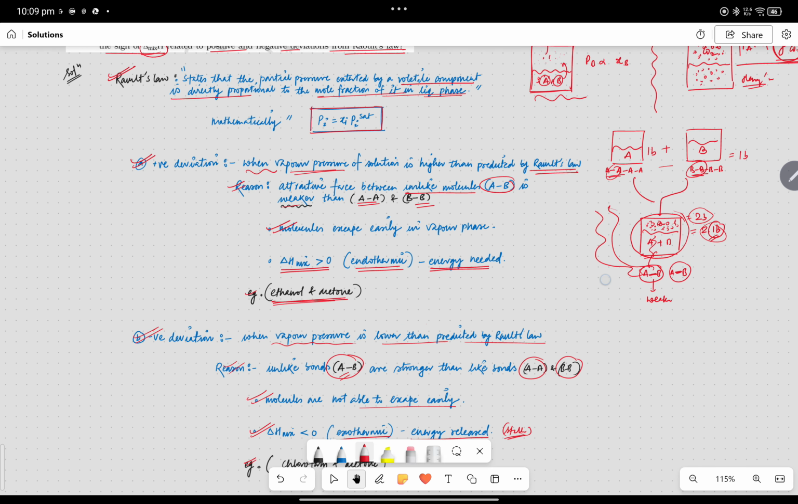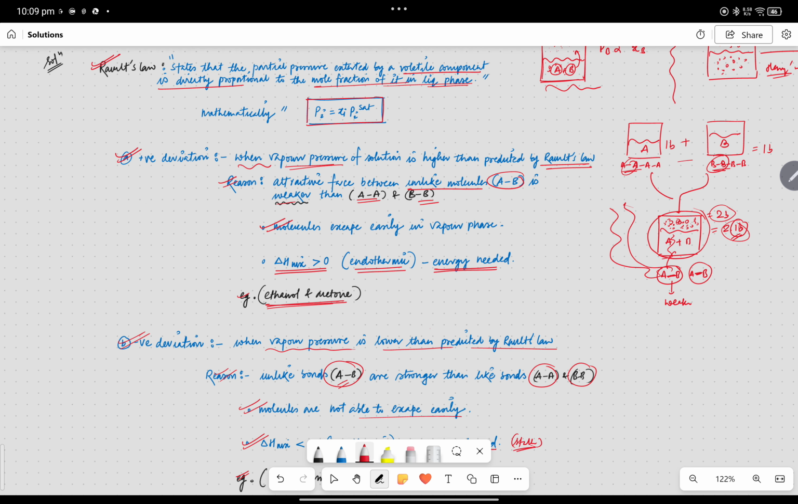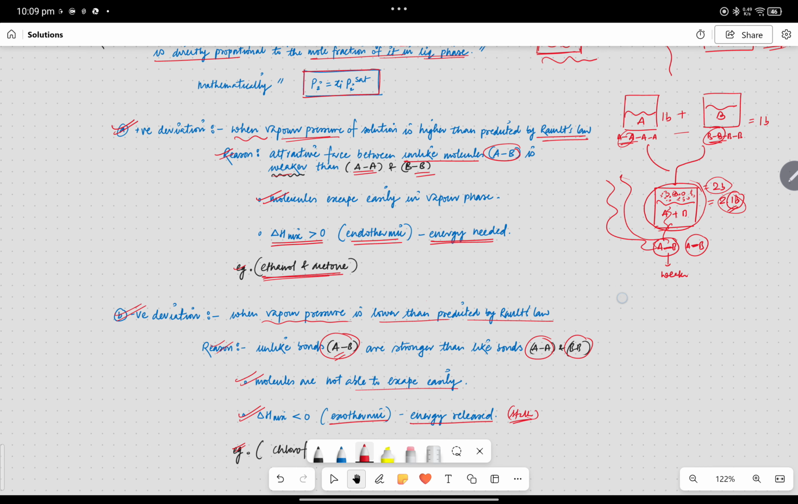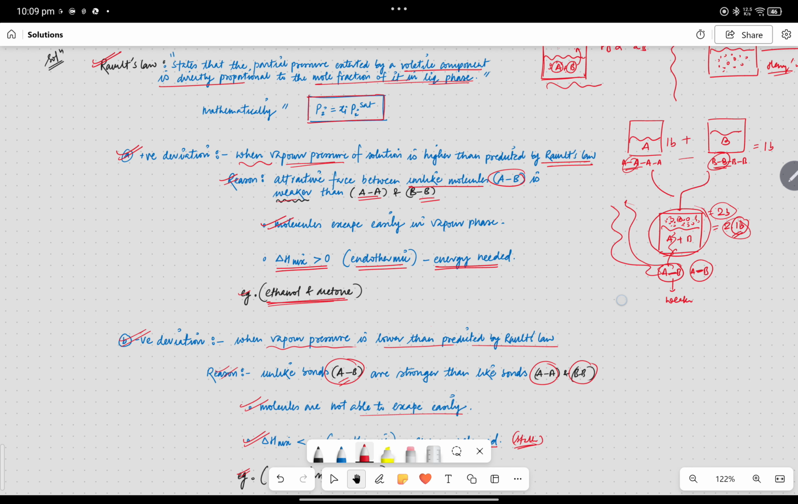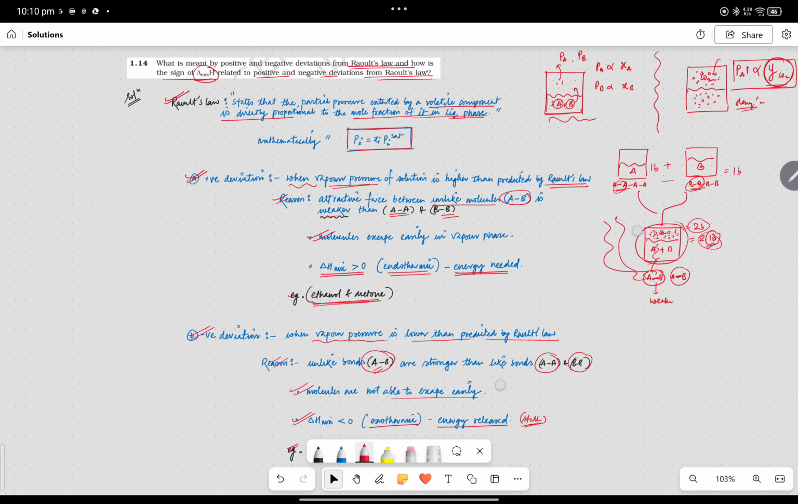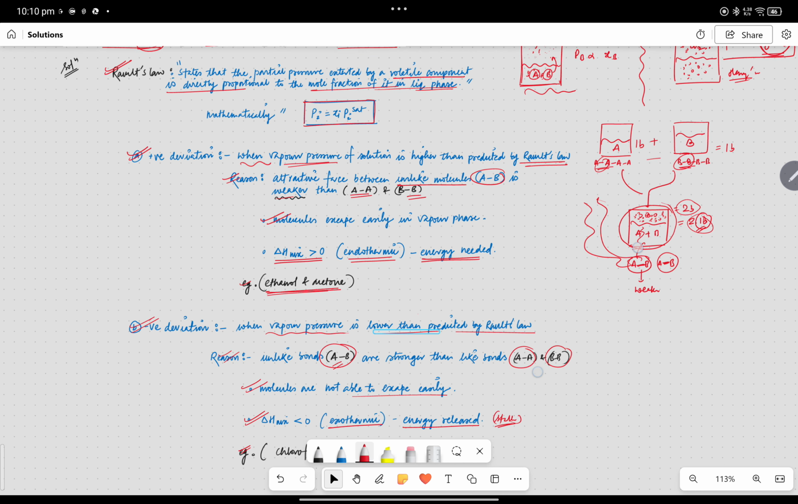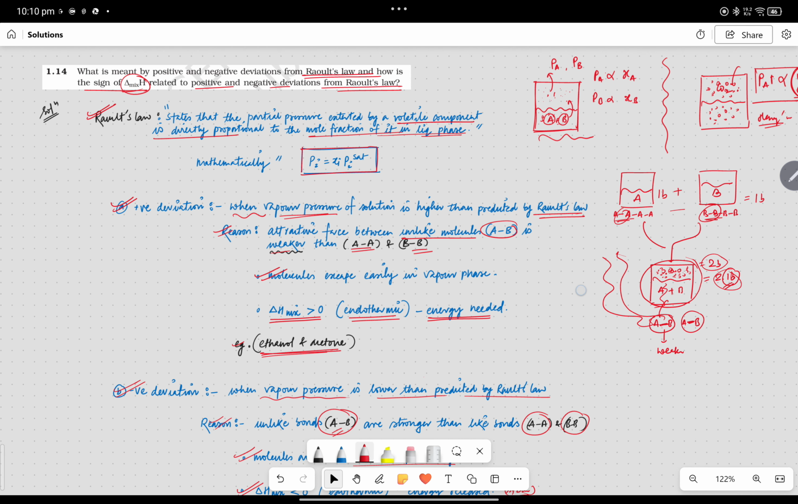So this is very simple. In positive deviation, the vapor pressure of the solution becomes higher than the value predicted by Raoult's law. In negative deviation, the vapor pressure becomes lower than predicted by Raoult's law. So this is the thing. It is very easy. Once you understand the concept, you can write it on your own.